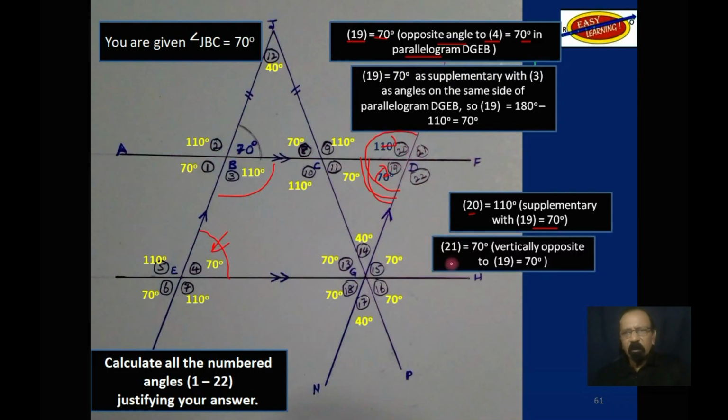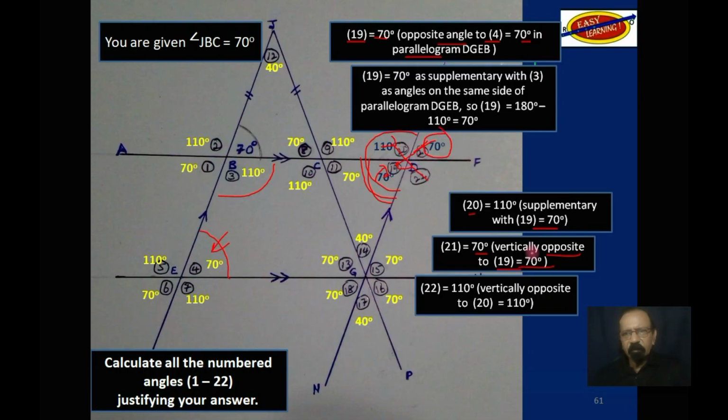110. 21, vertically opposite to 19. Vertically opposite to 19. So it is 70. So that is 70. And 22, which is this one here, it is 110. It is vertically opposite to 20.